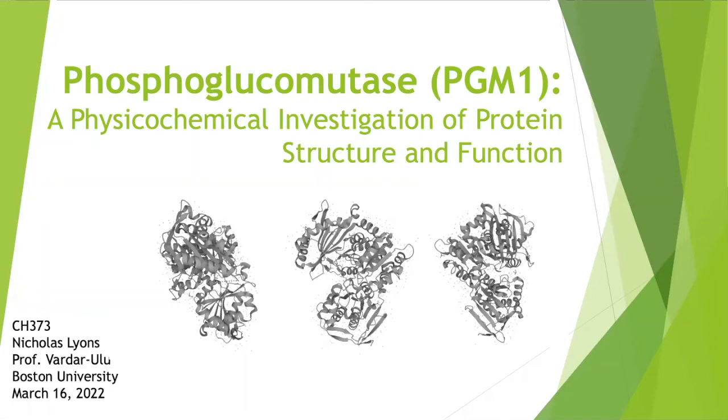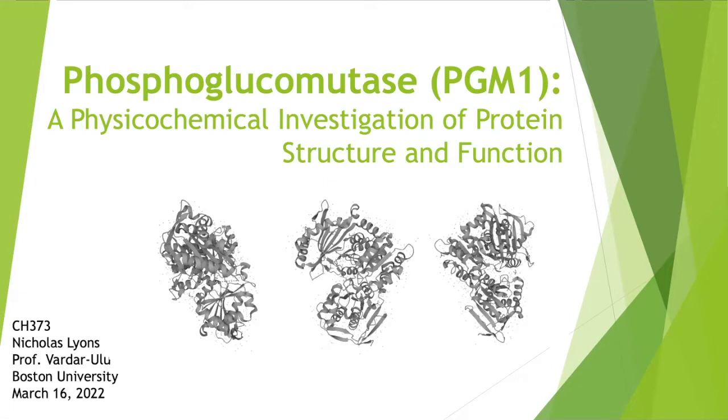In this video, we will be taking a deep dive into the structure and function of human phosphoglucomutase isoform 1, also referred to as PGM1. Phosphoglucomutase has a molecular weight of 61,449 and a theoretical pI of 6.30.